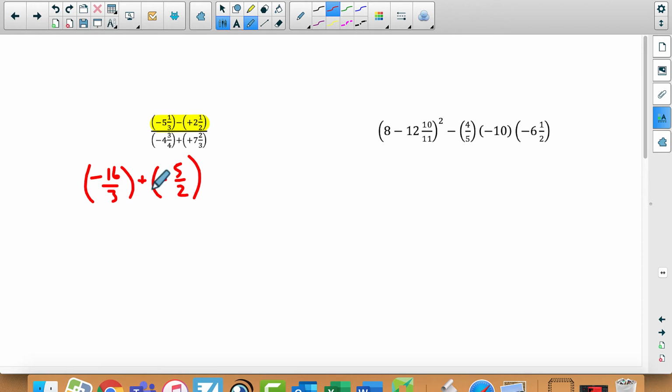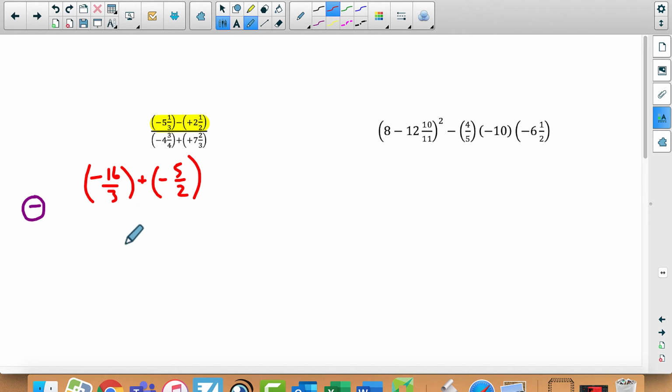Okay, now we can figure out whether this is going to be a positive or a negative answer. I have negatives and I have more negatives. Oh, well then our answer is definitely going to be negative, right? They're working together to get even more negatives. Should I add or subtract? Well, they're the same sign, so you should add. So you should do 16 over 3 plus 5 over 2 and then make your answer negative.